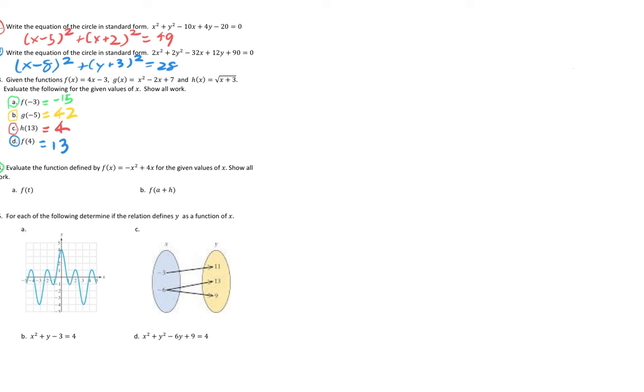Okay, so we want to look at number 14 now. Evaluate the function defined by f of x is equal to negative x squared plus 4x for the given values of x. So first we want to find what f of t is. So anywhere we see an x, we want to plug in a t. So negative t squared plus 4t. Right, and that's all that one's going to be.